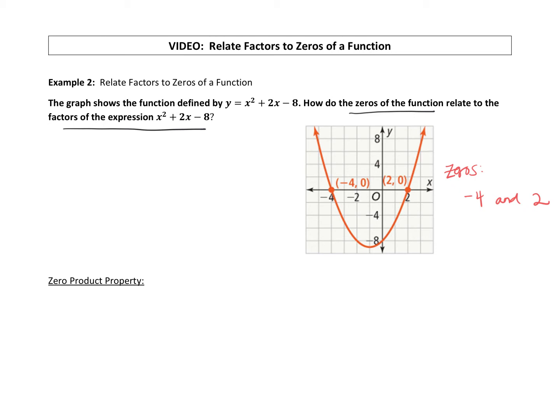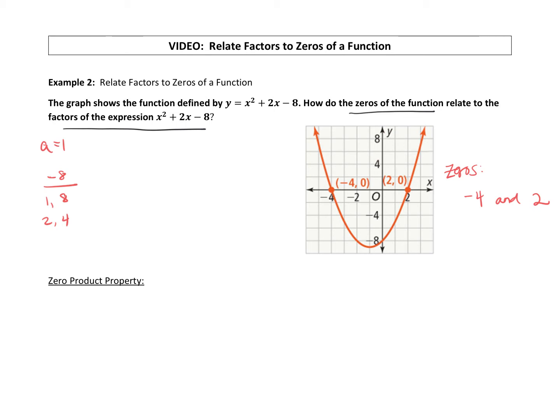How does that relate to the factors of this expression, x squared plus 2x minus 8? So let's factor that. Now what we want to notice when we factor is that our a value is 1, so this is our easier factoring. We want factors of your c value, -8, that add up to +2. So your factors are 1 and 8, 2 and 4. Because it is a -8, that means either the small factor is negative or the large factor is negative, just one negative in each factor pair.